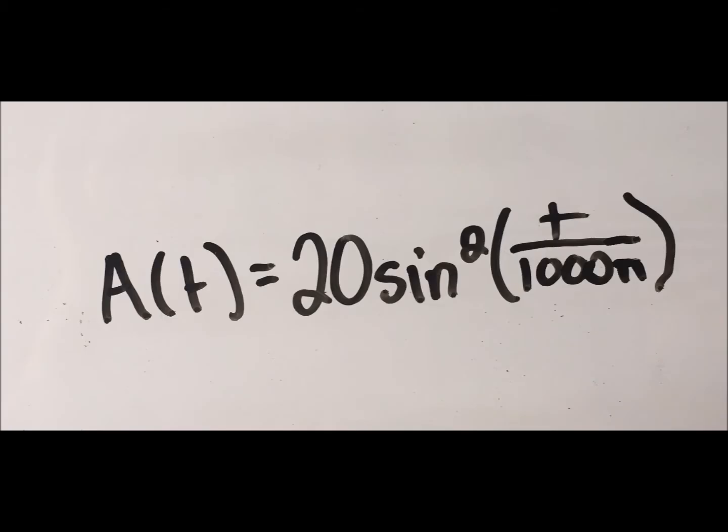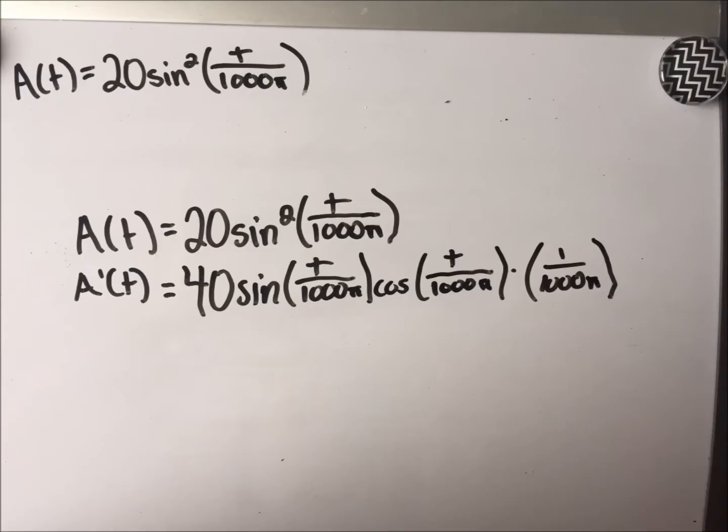To begin finding the derivative, I can write out the original equation. I can see that there is an exponent, so I'll have to use the power rule. By multiplying 20 by 2, I can decrease the exponent by 1. Also, I need to keep the original sine function the same when doing this. Afterwards, I can use the chain rule to differentiate the sine function, and then again to differentiate the fraction inside the brackets. Doing this, I get 40 sin(t/1000π) by using the power rule.